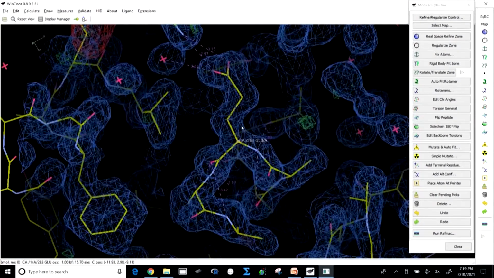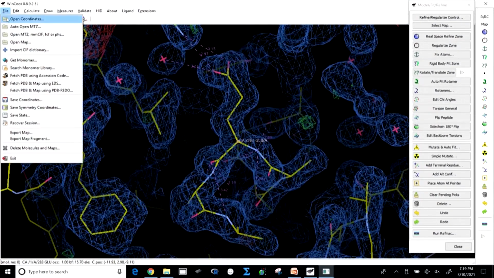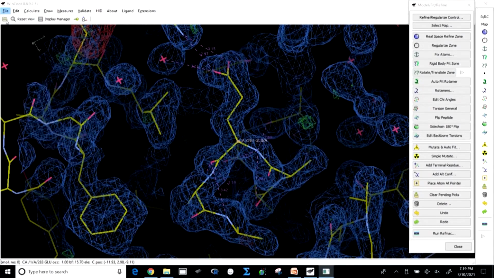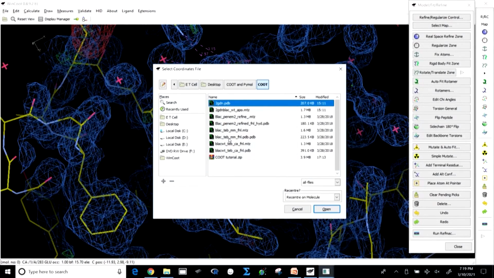Now, let us introduce the other ones. So, this is the PDB of Michaelis-Menten complex of the blacytebipenem.